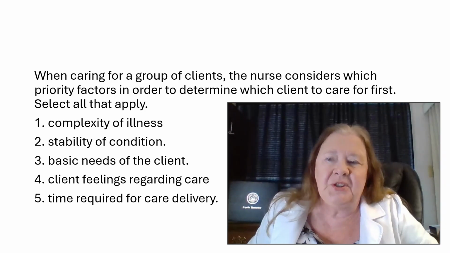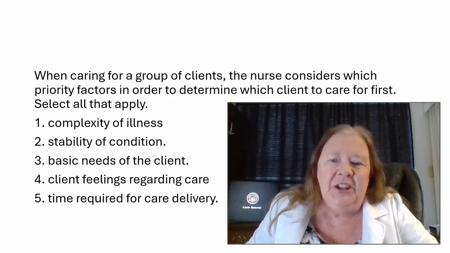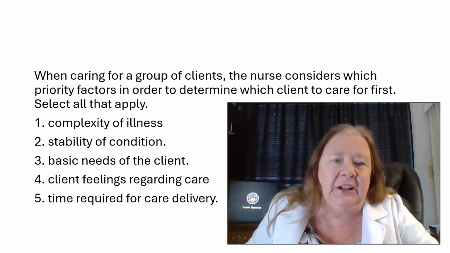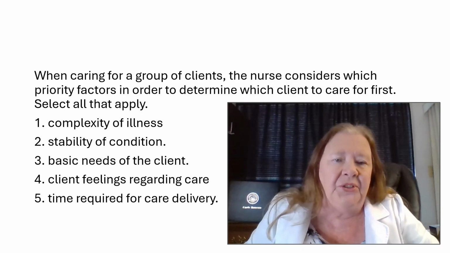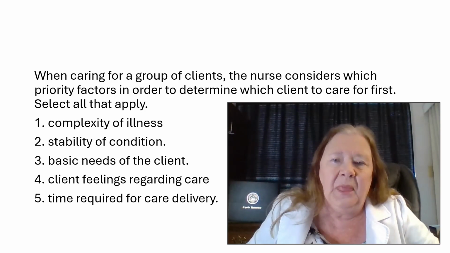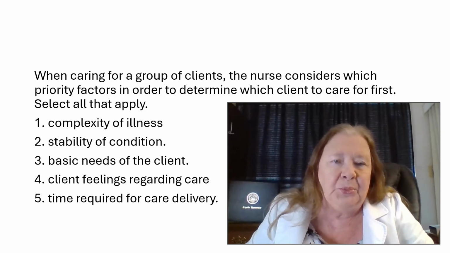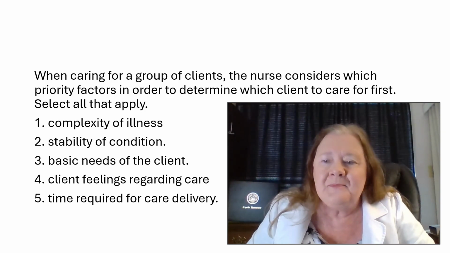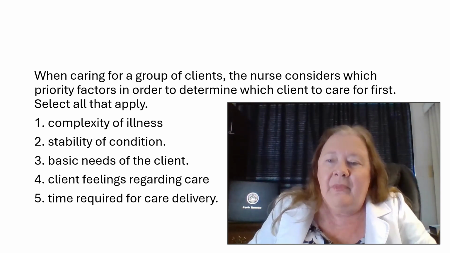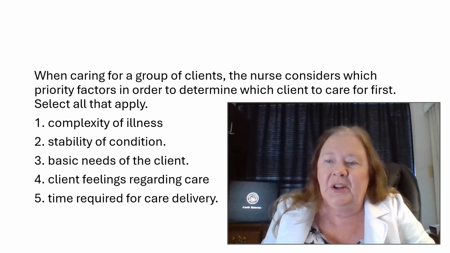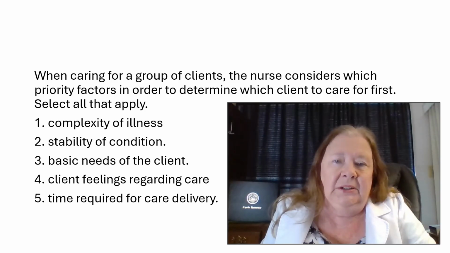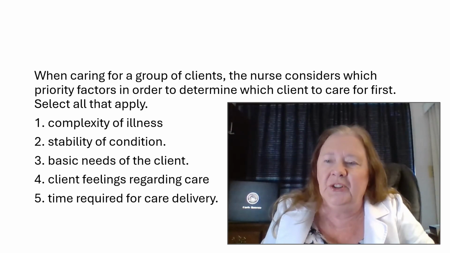Okay, let's come back. And so the correct answers on this one are 1, 2, and 3. Number 1, complexity of illness. 2, stability of condition. And 3, the basic needs of the client, are how the nurse would determine which client to care for first. So this is a very important priority question. These are the 3 things that the nurse would consider when deciding which client to see first.